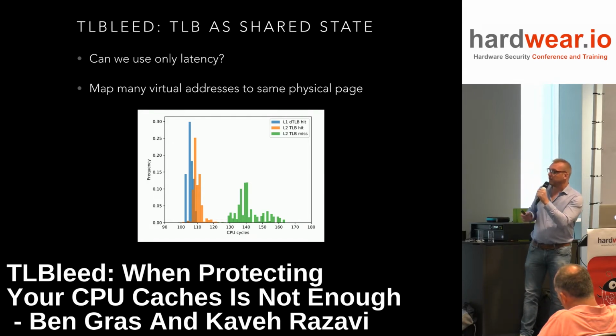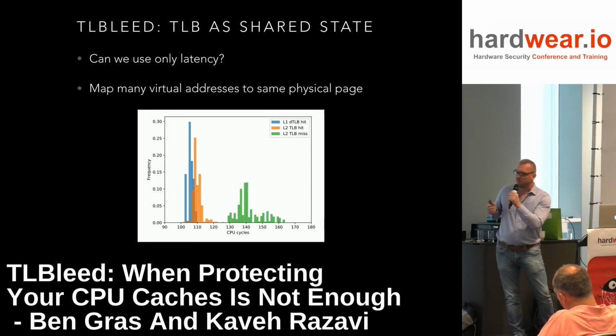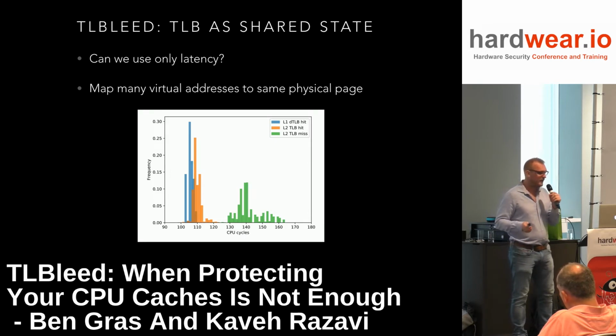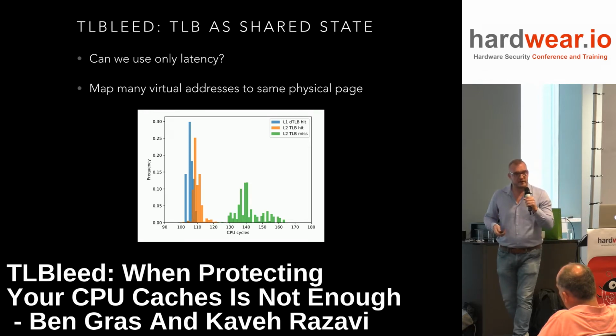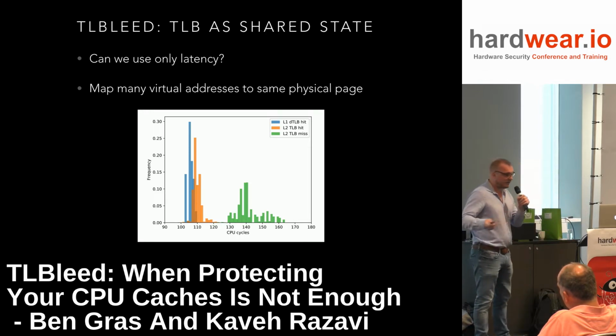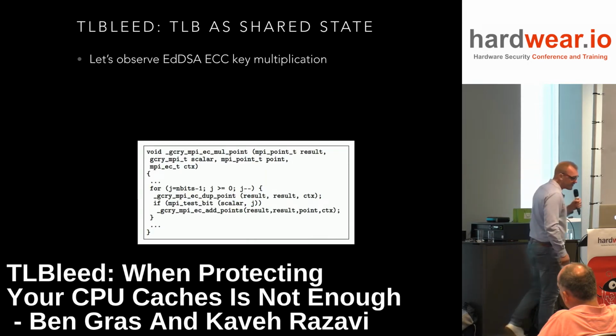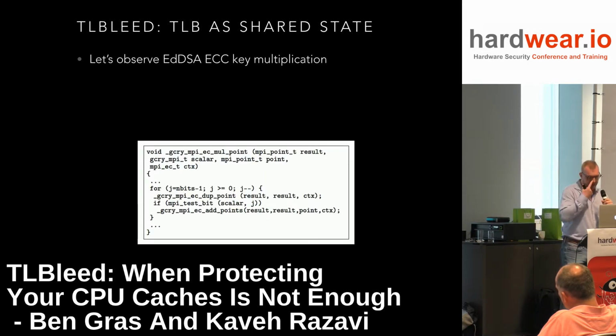And what we find is that, from the timing latency, we can tell the difference between a hit and a miss in the L1 DTLB. So we can use the L1 DTLB as a method to observe activity on the other hyperthread. So that's interesting. So let's go back to this case study of this ECC multiplication function.